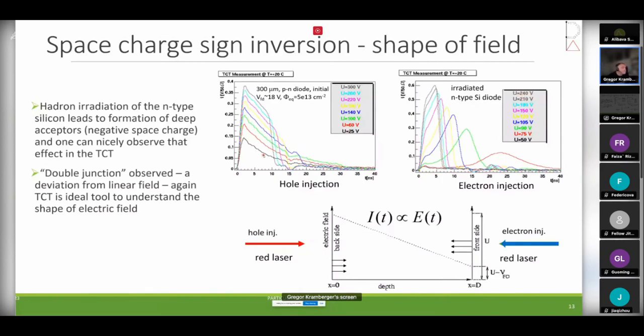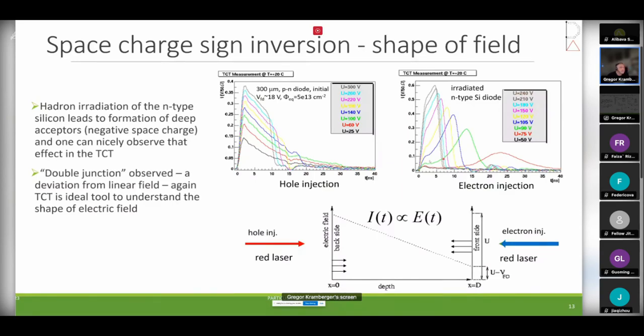This was, let's say, some 30 years ago when it was first discovered. It was called the space charge sign inversion in damaged silicon. And you can clearly see how nicely this can be measured and observed. And then if you look from the front injection, you see exactly the mirror image.